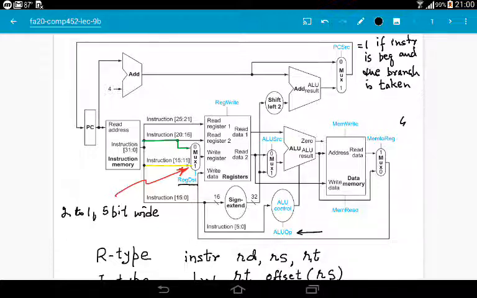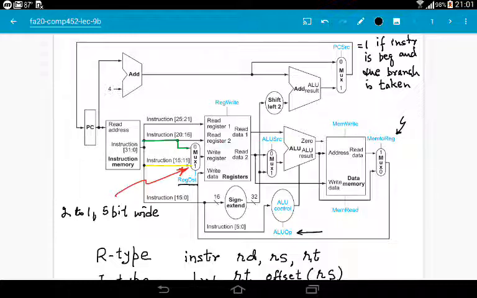Now let's talk about this mem to reg. This mem to reg signal is 1 when the load word instruction is executing, and this mem to reg signal is 0 when R type instructions are executing or I variant of R type instructions are executing. For example, add I, subtract I, and I, or I.